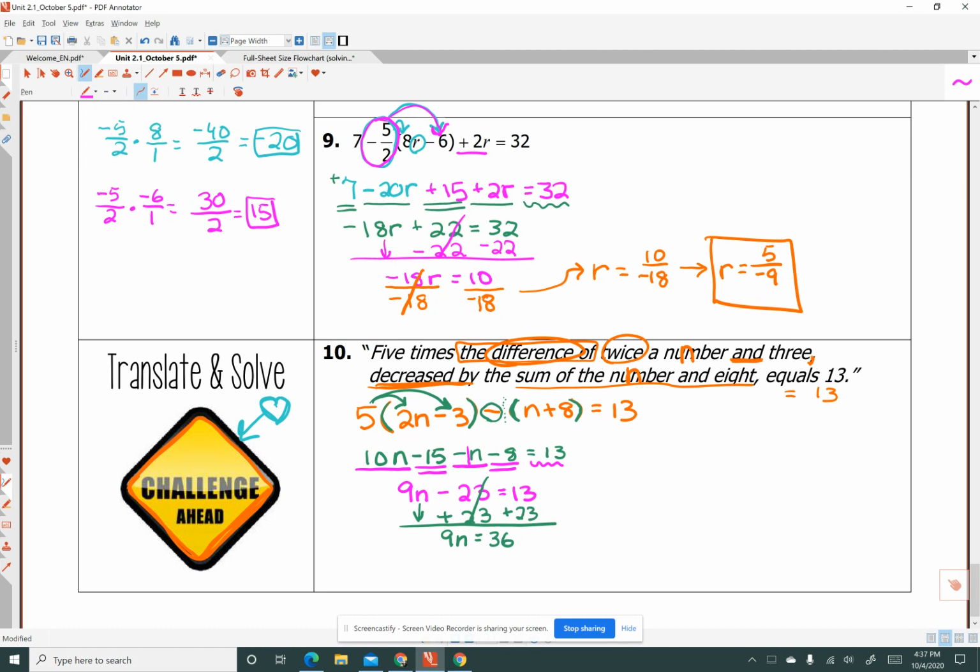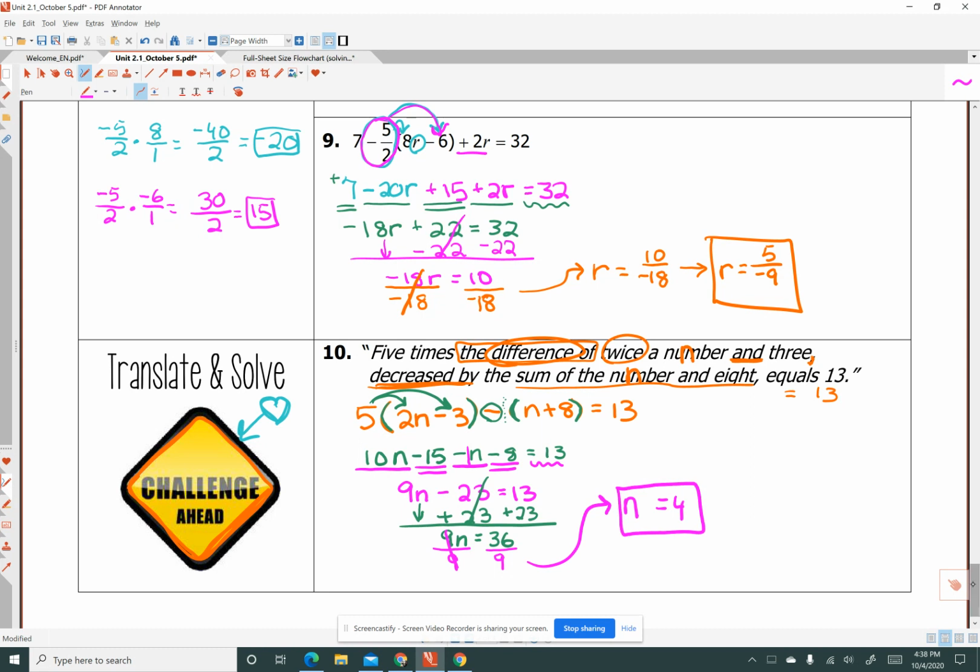And let's go back to our pink. I love pink and green together. I think they're so pretty. So what's happening to n? Well, n is being multiplied by 9. The opposite of multiplying by 9 is dividing by 9. And whatever we do to one side of an equation, we do to the other. 9 over 9 equals 1. So that gives us 1n equals 36 divided by 9 is 4. n equals 4. So how did you do?